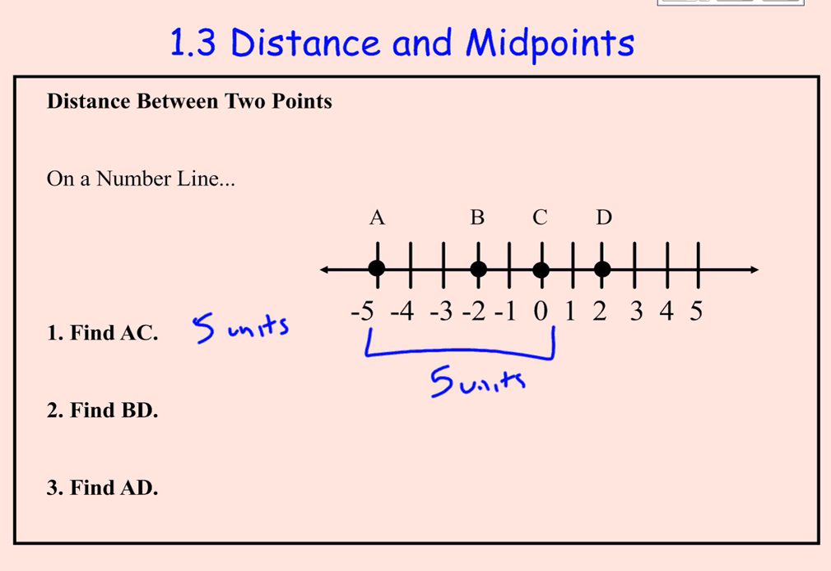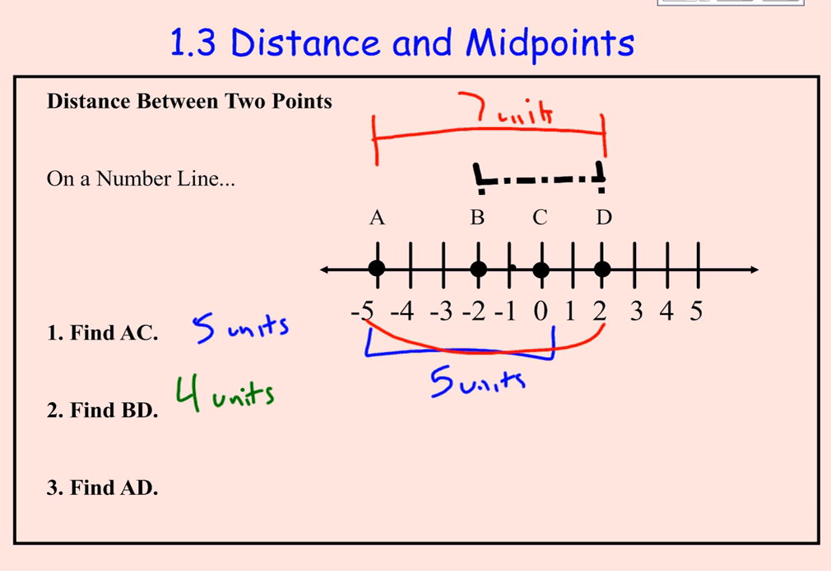From B to D is right here. That's going to be 1, 2, 3, 4 units long. So that's 4 units long. AD, from here all the way to here, is going to be from -5 up to 2. So that's going to be 7 units long. Okay, I'm really hoping this is easy for you.